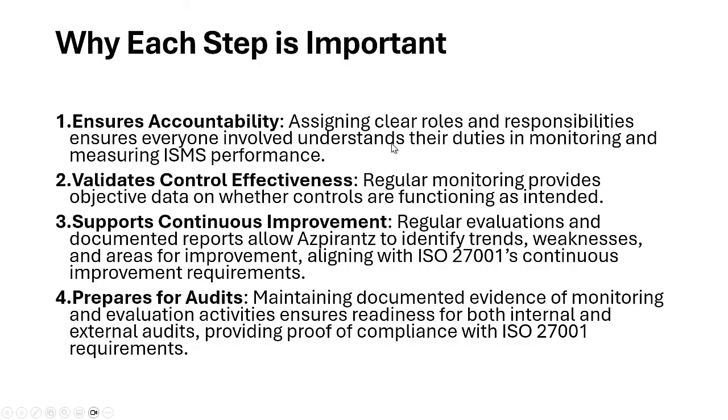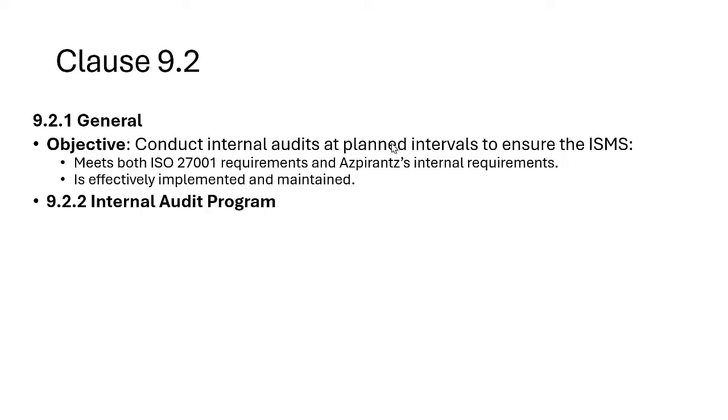Now we have the next important step, which is called 9.2. It's all about audit. Audit is all about providing an independent viewpoint on whether it is working effectively or not. See, if I am an implementer, I cannot audit. And we have different types of audit. We have an internal audit, we have an external audit, we have a third party audit. So I am doing an internal audit right now.